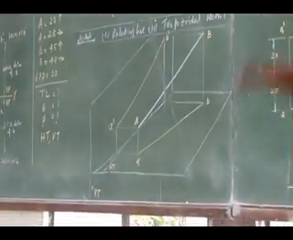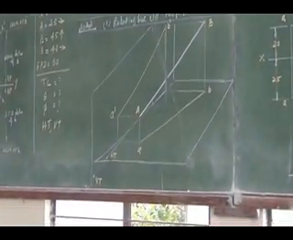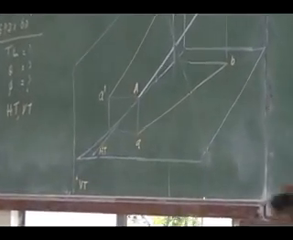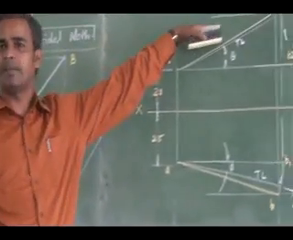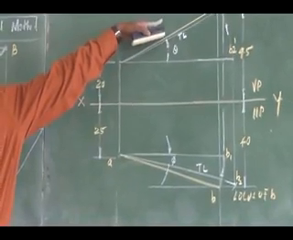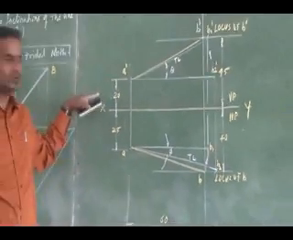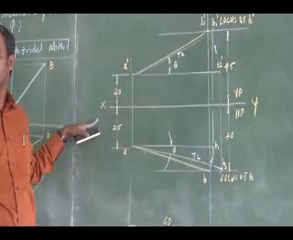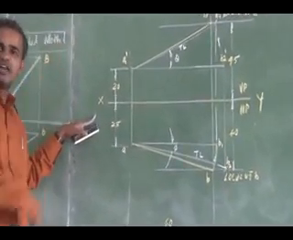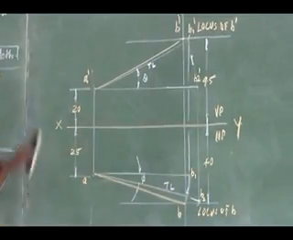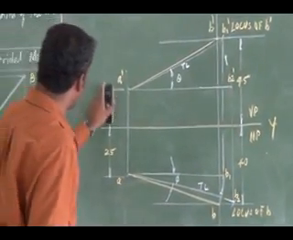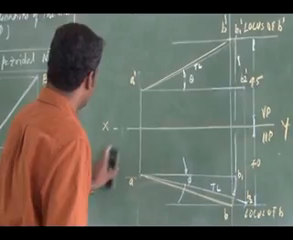How can I mark it in my projection? I have explained already. Just extend the front view till it meets the reference line, mark it as H, and draw a vertical line. Then extend the top view to where it meets the vertical line you have drawn. That is going to be your horizontal trace.